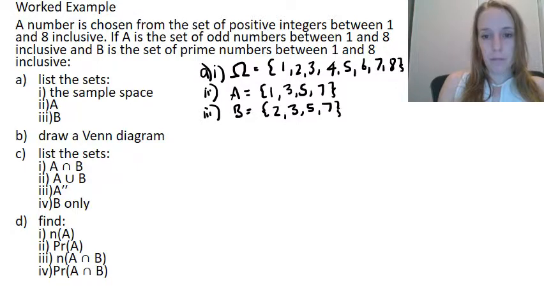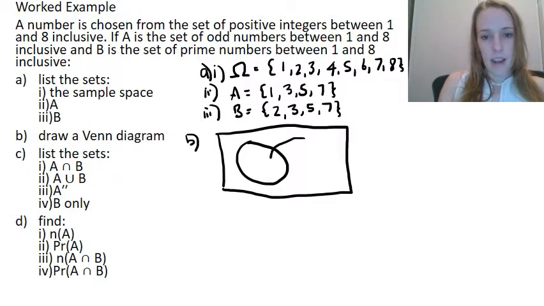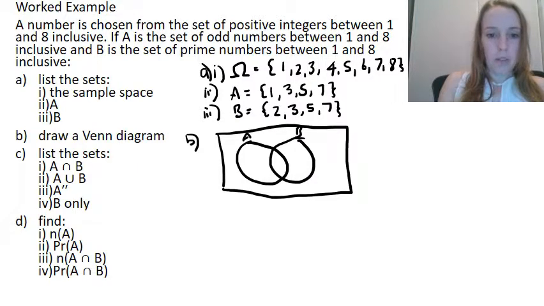Okay, so for part b, we have to draw a Venn diagram. So you'd get your ruler, obviously you're going to draw up your nice, neat Venn diagram. That's going to show mine up. A circle for A, and a circle for B. Okay, so start filling that in.